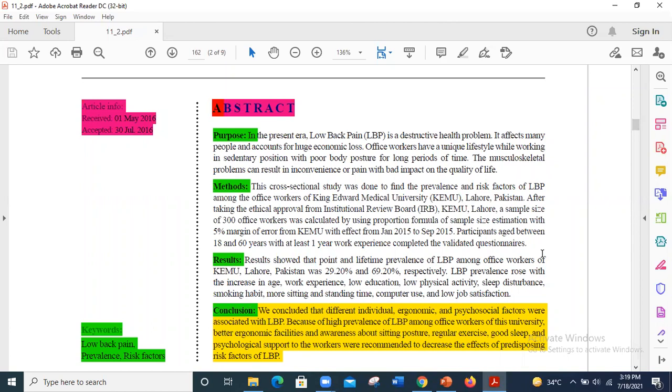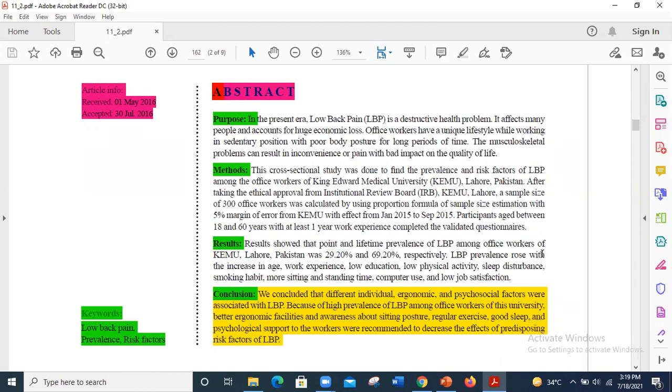Now next is the results. Many students confuse results and conclusion. Both are not the same thing. The basic difference between results and conclusion is that in the results portion you are going to explain your research results in numerical data. You can see in this article as well.